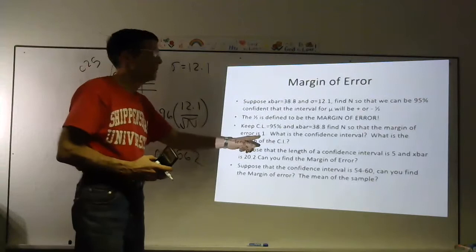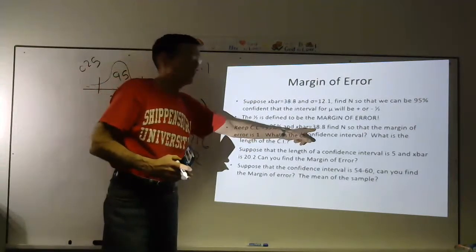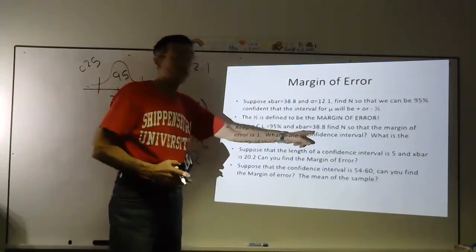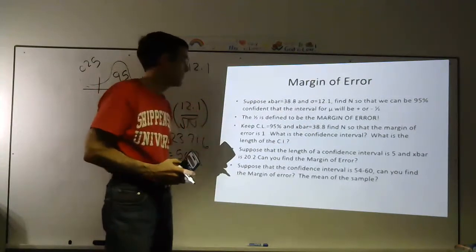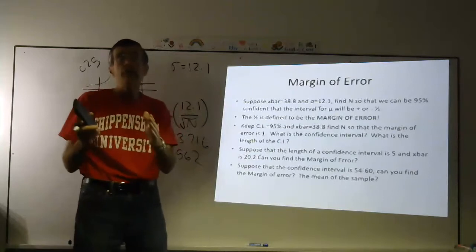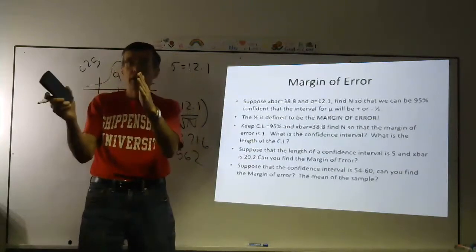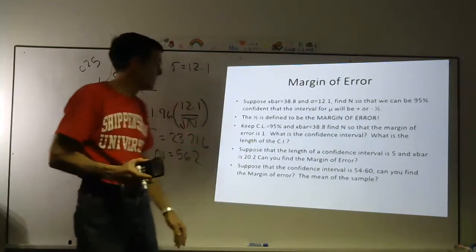So, what is the actual confidence interval? If the margin of error is 1, would it not be 37.8 to 39.8? You add 1 and subtract 1. What is the length of the confidence interval? If you add 1 and subtract 1, isn't that a length of 2?